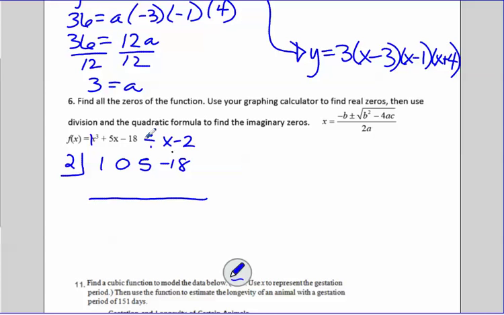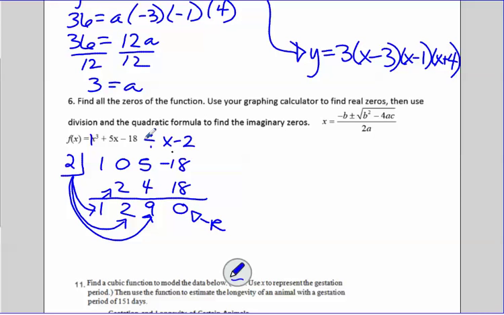The process for synthetic division is bring down the first, multiply 2 times 1, and you get 2, add, multiply, add, multiply, and add. And the 0 there means I divided evenly because that's the remainder. I started with x to the third, which means that when I divide it by x, I'm going to end with x squared. So I have 1x squared plus 2x plus 9.